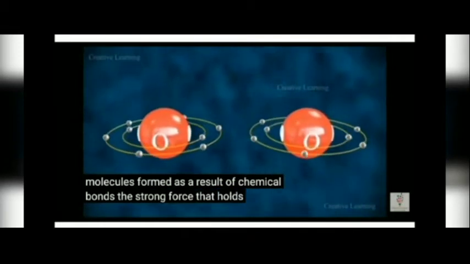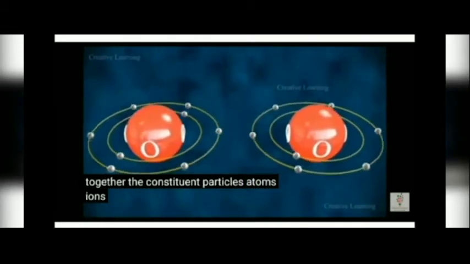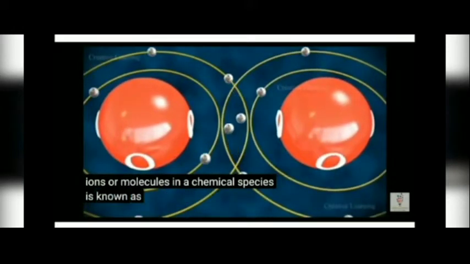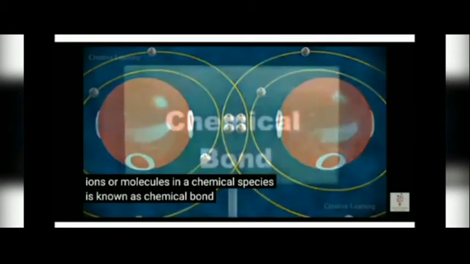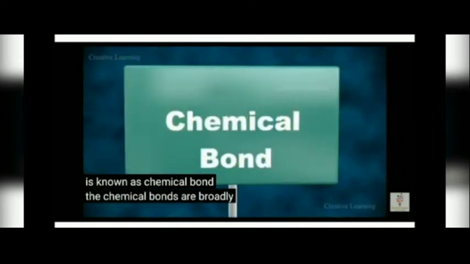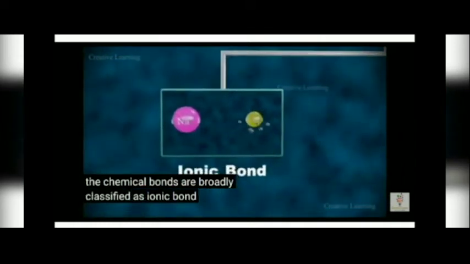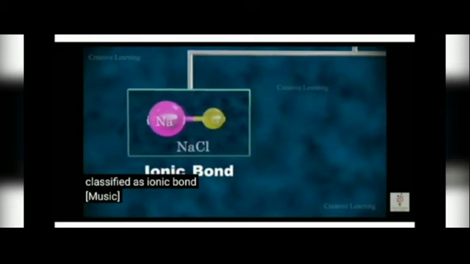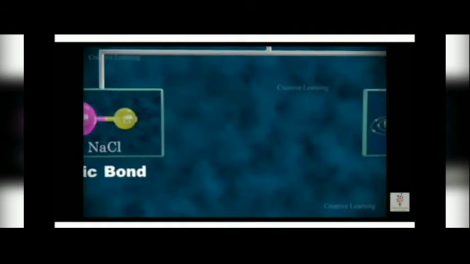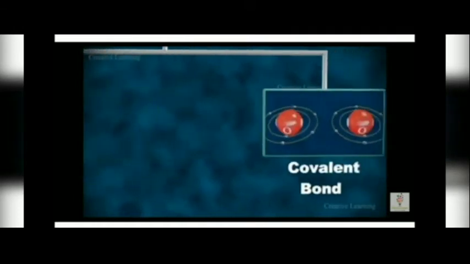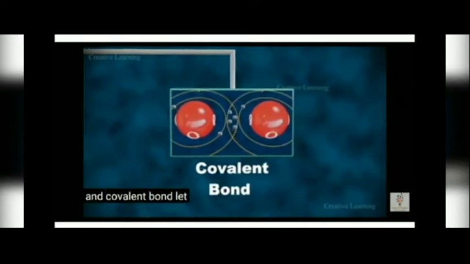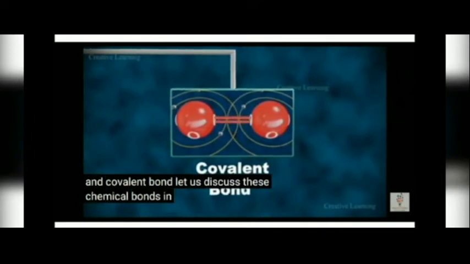The strong force that holds together the constituent particles, atoms, ions, or molecules in a chemical species is known as a chemical bond. The chemical bonds are broadly classified as ionic bond and covalent bond. So now let us discuss these chemical bonds in detail in this module.